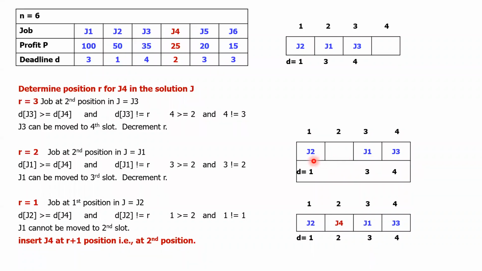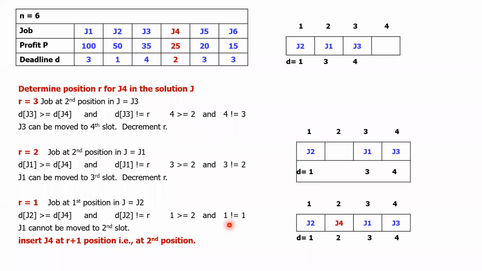Now I have to decide whether J2 can be moved to the right side. For that, again, I'm going to decrement the R value and check the deadline of J2, compare it with J4. And deadline of J2 should not be equal to R. You can see that these two conditions are false. So if any one of these conditions becomes false, then you are going to stop the process of reordering the jobs. So 1 is greater than or equal to 2. No, the condition is false. 1 is not equal to 1. No, the condition is false.